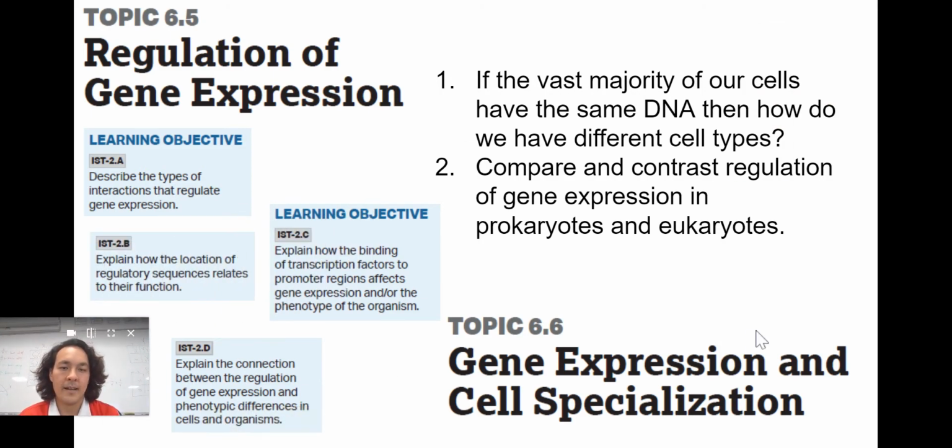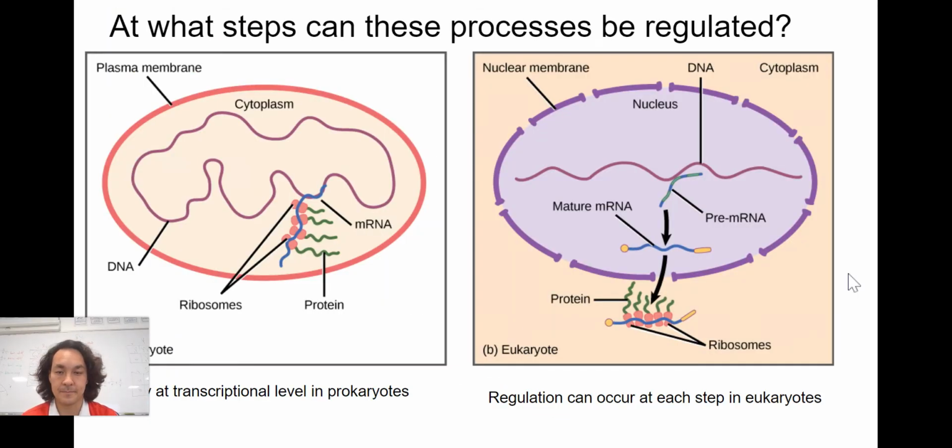All right, regulation of gene expression. So if the vast majority of our cells have the same DNA, then how do we have different cell types? Can you compare and contrast regulation of gene expression in prokaryotes and eukaryotes? I think that this is a fascinating topic. And there's some really good items on HHMI with stickleback fish that you should check out for this one.